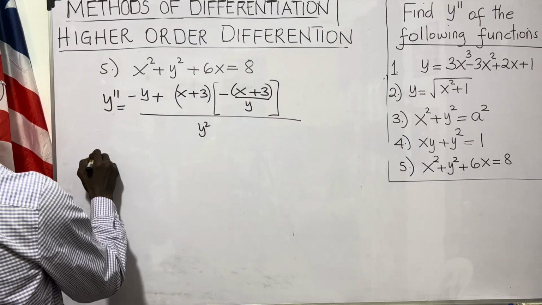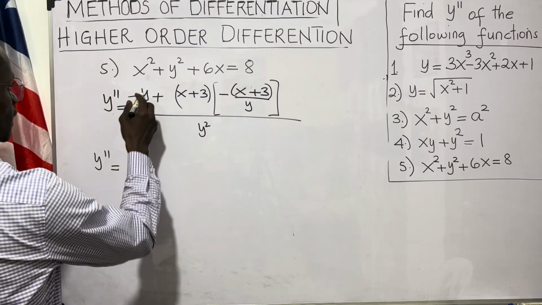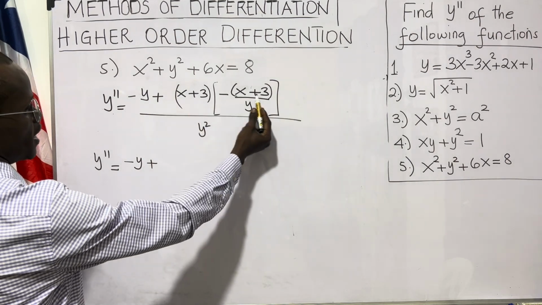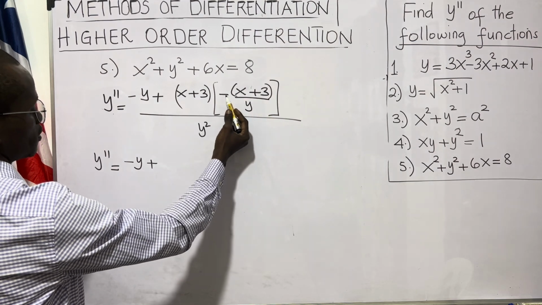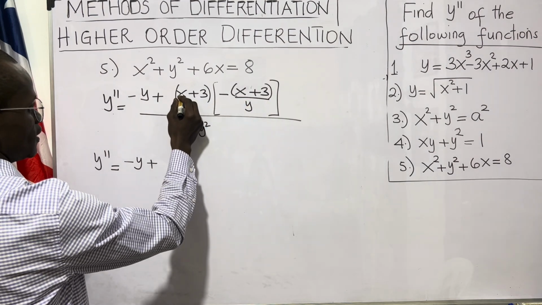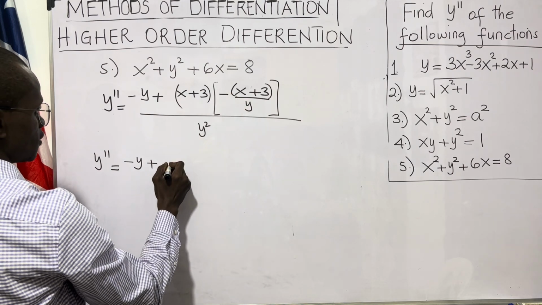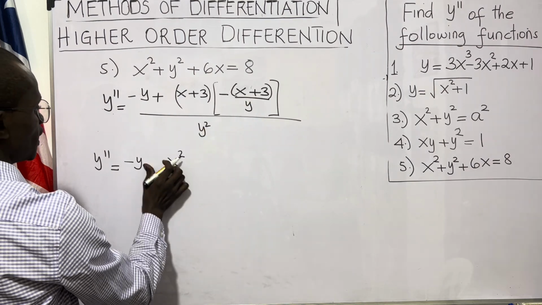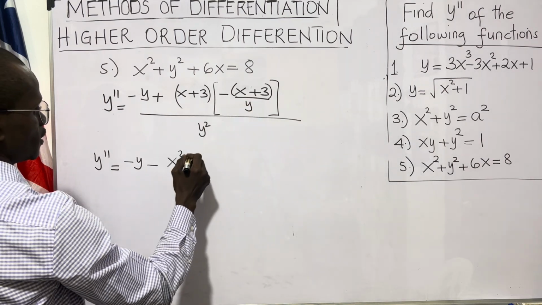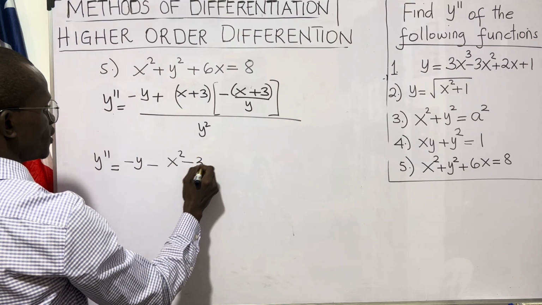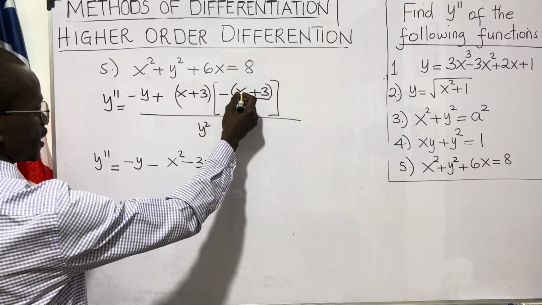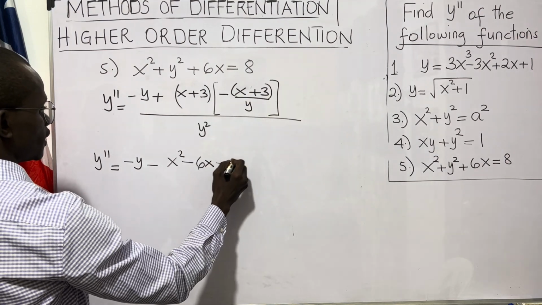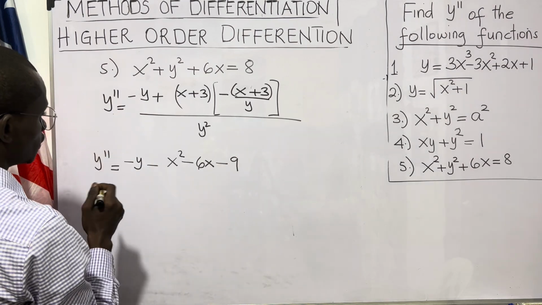So we can simplify. So y prime prime equals, this is minus y plus, so this times this expression, because this is just multiplication. x times x gives us x squared, and then this times this as well. So all will be negative. But this times this gives us negative 3x. So negative 3x and this negative 3x give us negative 6x. And then 3 times 3 is negative 9. So all negative.